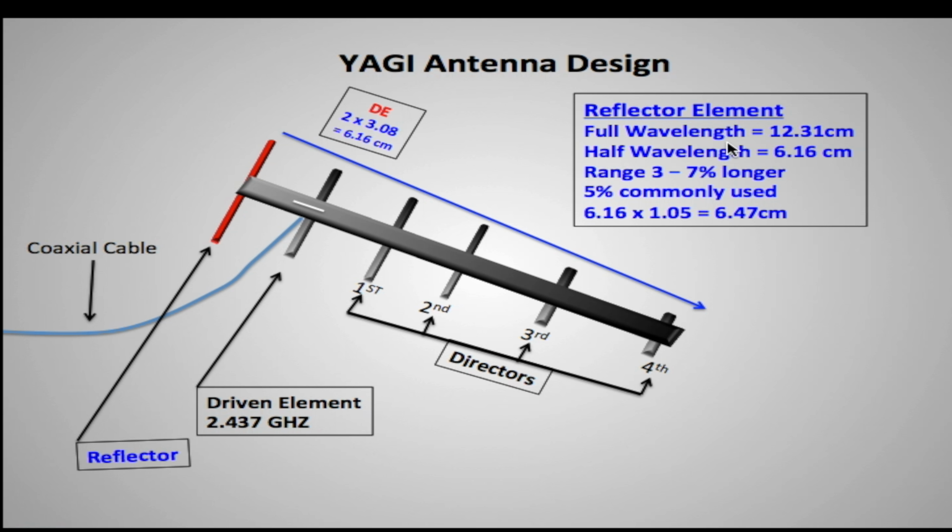Now we're going to use the wavelength to do that. The full wavelength is 12.31 centimeters, but we don't use the full wavelength. We use half a wavelength, which is 6.16 centimeters, the same length as the driven element, which is also 6.16 centimeters. So the reflector element is between 3% and 7% longer than the driven element at 6.16 centimeters. 5% is most commonly used. So today we're going to use 5%.